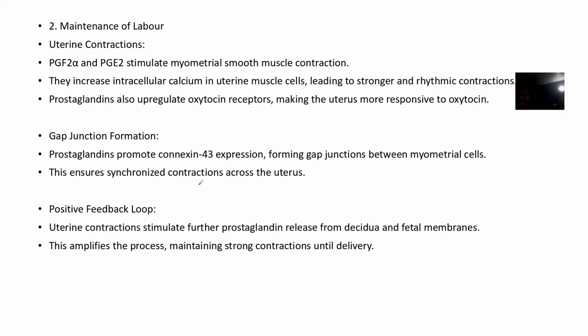Maintenance of labor, now that's uterine contractions, is done by the prostaglandin F2 alpha and also the prostaglandin E2. They are the ones that make the myometrial muscles keep contracting. They increase intracellular calcium in uterine muscle cells, so they lead to strong rhythmic contractions. Okay, then gap junction formation, they promote connexin 43 expression. This will form gap junctions between the myometrial cells. That's what keeps the contractions stronger.